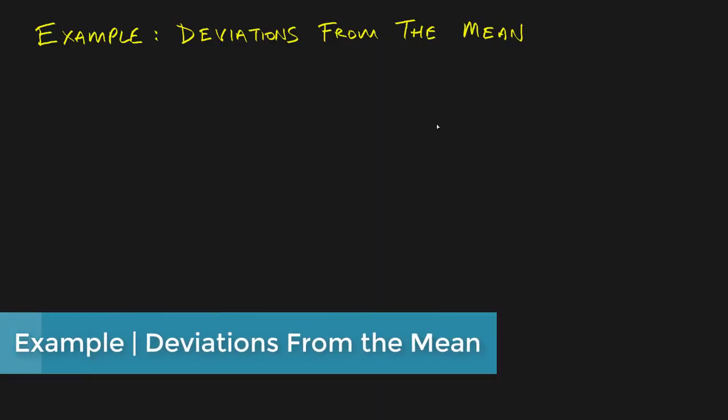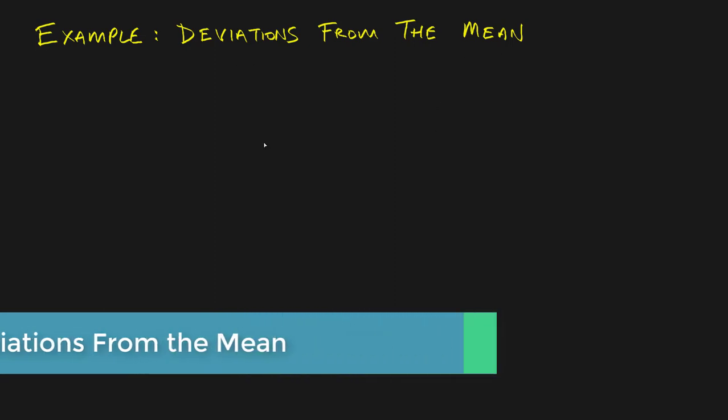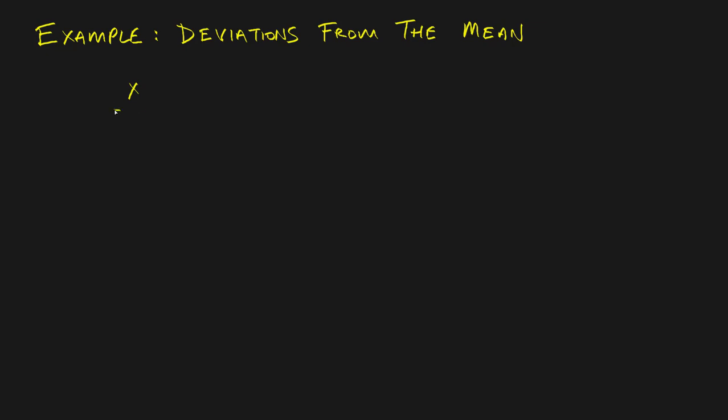Here's a typical question to test your knowledge, or that they'll use to test your understanding of deviations from the mean. You're going to be presented with a set of data, typically just a small set of data. We've got a few values: 2, and a 3, and a 2, and a 7.